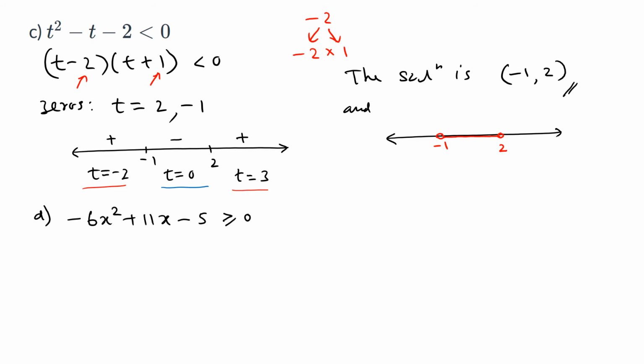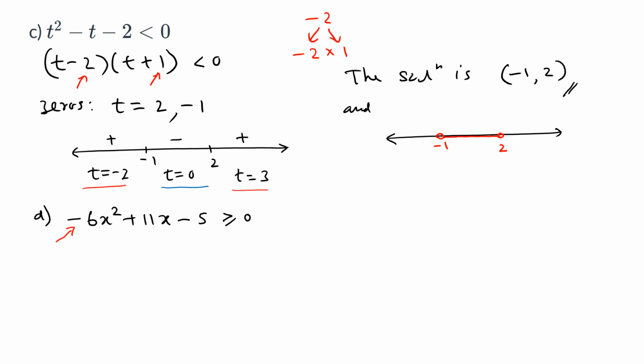The next problem is negative 6x squared plus 11x minus 5 greater than or equal to 0. You can see that this problem has a problem here: you have a negative 6 there. There's nothing wrong with that, but you can make this problem a little bit easier if you multiply the whole equation by negative 1, because then you have a positive leading coefficient. It's much easier to work with. So we're going to multiply by negative 1.